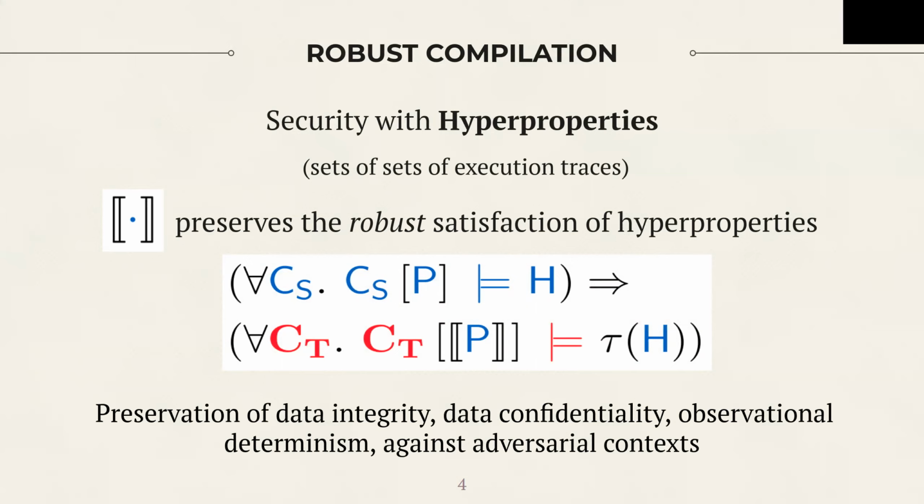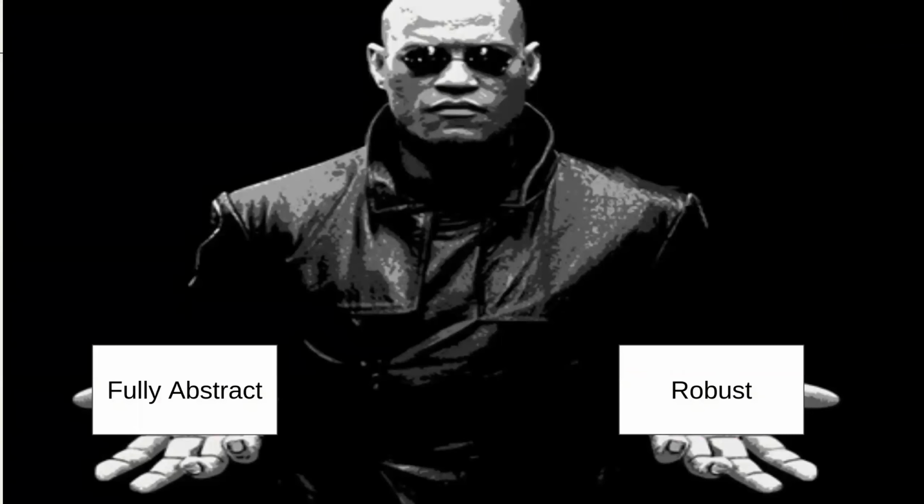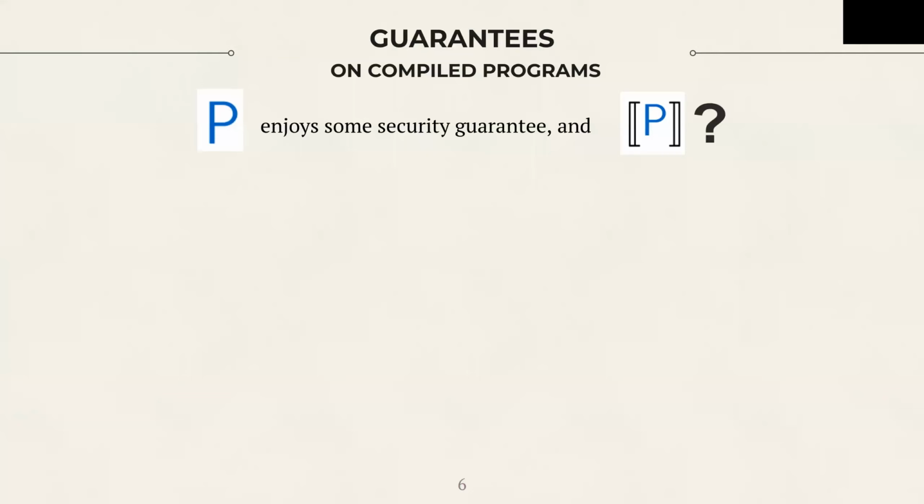Okay, now that we have two distinct notions of secure compilation, it's natural to ask ourselves, which one shall we choose? Is there one that is always better than the other? To have a good answer, we believe that we should compare the guarantees that each one of them gives on compiled programs. More precisely, assume that your source program enjoys some security guarantee. Then what can we say about P compiled? Will it have the same guarantees, or some other sort of guarantee, or no guarantee at all?